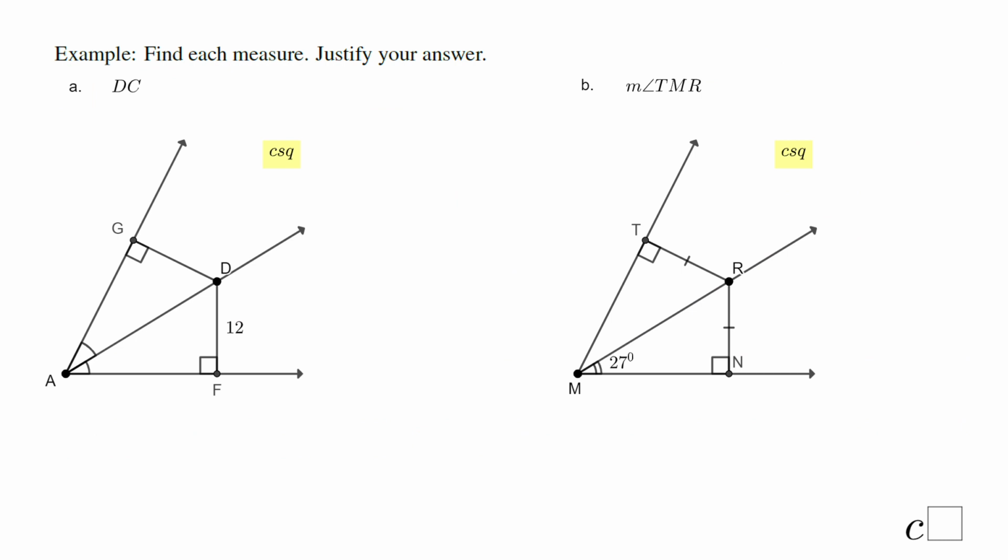Let's see some problems regarding this angle bisector. We notice in problem A we have an angle bisector because we see these two angles are congruent. That means these two pieces are congruent, so this one should also be 12. Very simple problem, but let's justify the answer, and this is the first theorem we discussed, the angle bisector theorem.